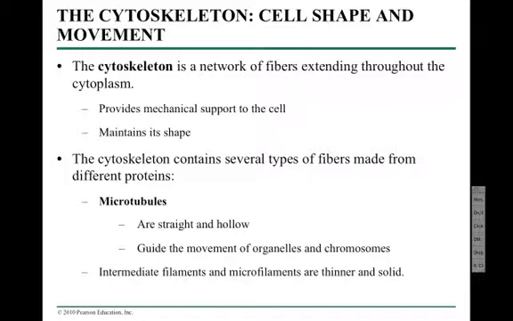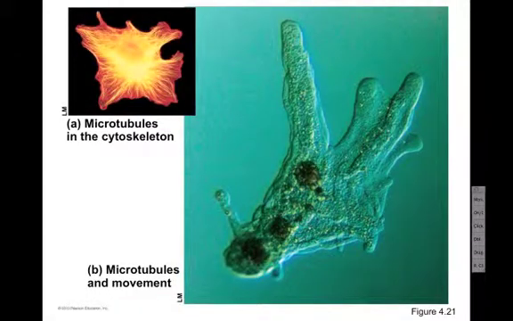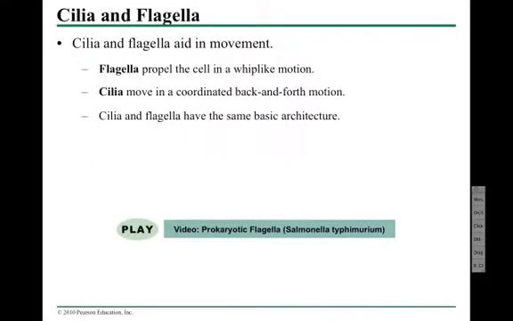Now, microtubules are the ones that are like the highways. They guide the movement of organelles and chromosomes, and you will see them in mitosis. So at the top you can see the microtubules are pretty visible in that cytoskeleton. And on the right, microtubules are important for movement. So cilia and flagella are in human cells. Flagella are long with a tail. The only example in the body is sperm.